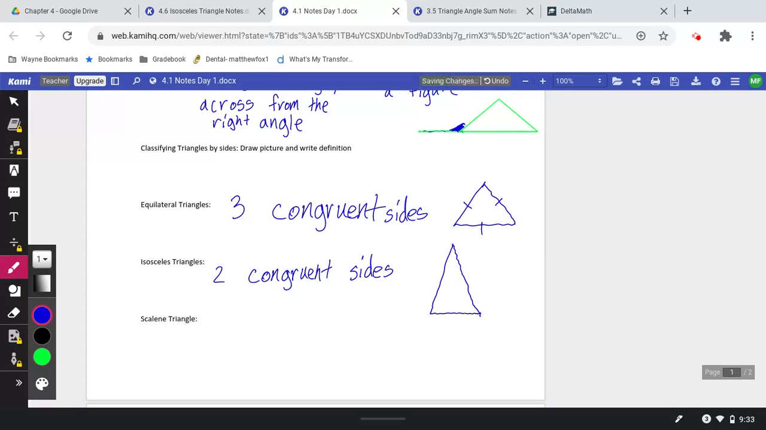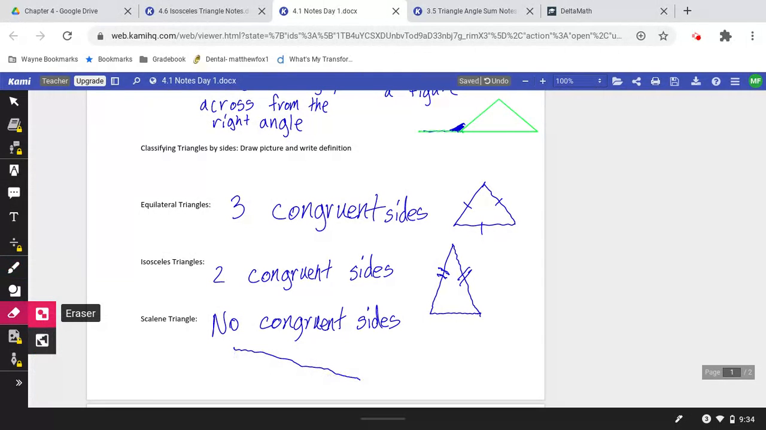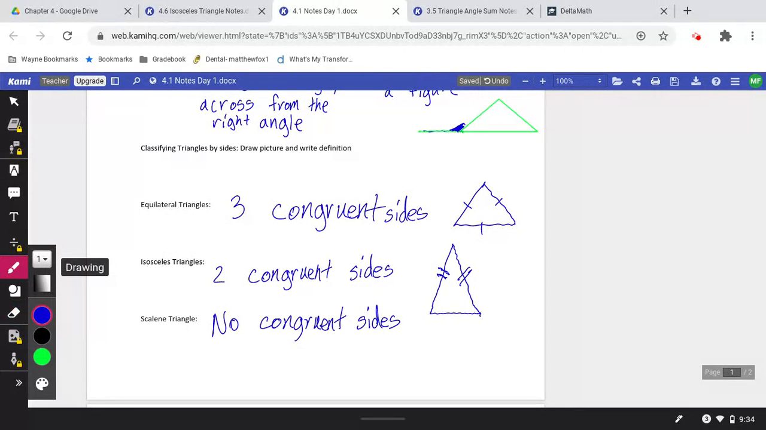All right, and so to mark those, once again, this time I'll put 2 marks just to show that they're not the same as the original shape we drew for the equilateral, but they are the same as each other. Our final one, scalene, this is when there are no congruent sides. So if I ask you to classify a triangle by sides, you would use one of these 3 words. Man, I'm struggling to draw triangles on this device. Sorry.